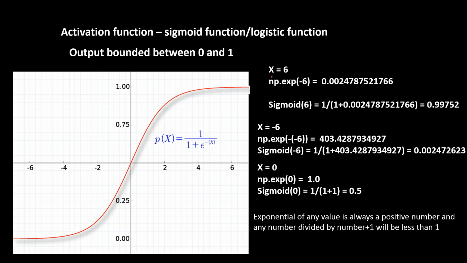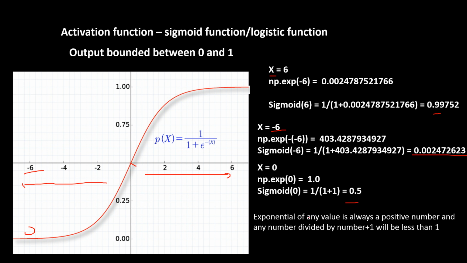Suppose x is 6 here, and you take exponent of 6, and then the sigmoid of 6 comes to 0.99. So if any value is much greater than 0, the output will be close to 1, and if it is going negative, the output will be close to 0. Consider the example of x equal to minus 6: you compute the sigmoid with this formula and you will get 0.002, very close to 0. And if x is 0, then the sigmoid comes out to be 0.5.